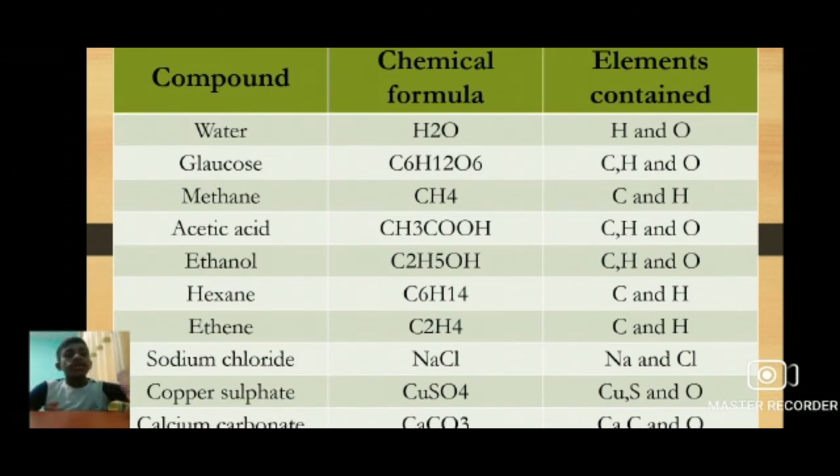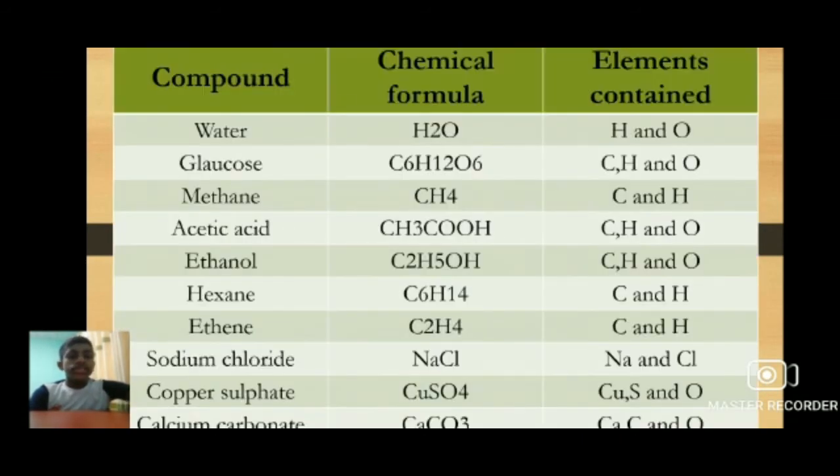First we identify water. The chemical formula is H2O and the elements contained are H and O, that is hydrogen and oxygen. Then glucose. The chemical formula of glucose is C6H12O6. The elements contained are C, H and O, that is carbon, hydrogen and oxygen. Then methane, that is CH4. The elements contained are C and H. Then acetic acid, that is denoted by the chemical formula CH3COOH. The elements contained are C, H and O, that is carbon, hydrogen and oxygen.